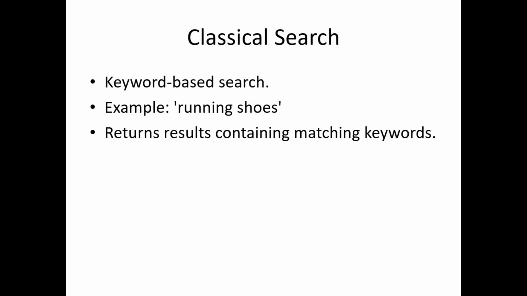Let's take an example of an e-commerce site where you're searching for running shoes. On an e-commerce site with classical search, your search is limited just to the keywords. In classical search, when you search running shoes, the underlying search engine looks into the index, finds the products containing the keywords running and shoes, and returns the relevant products.